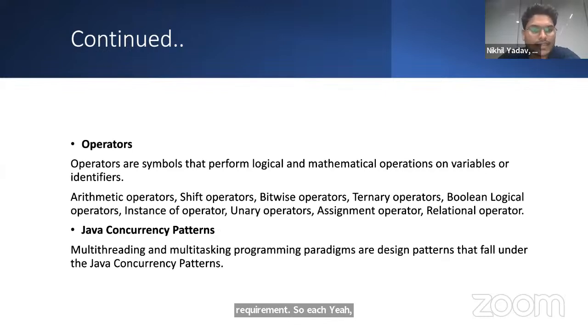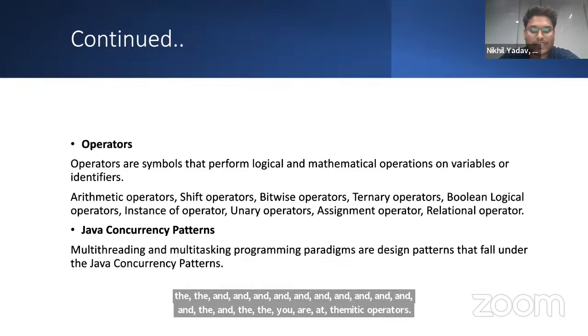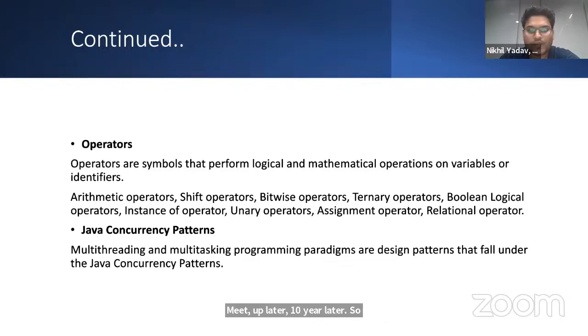So the next section in Java concepts is operators. Java provides operators like arithmetic operators and shift operators. What are arithmetic operators? Addition, subtraction, multiplication, and division. Then there are shift operators, bitwise operators, and ternary operators. The ternary operator performs a ternary operation using a question mark and colon.